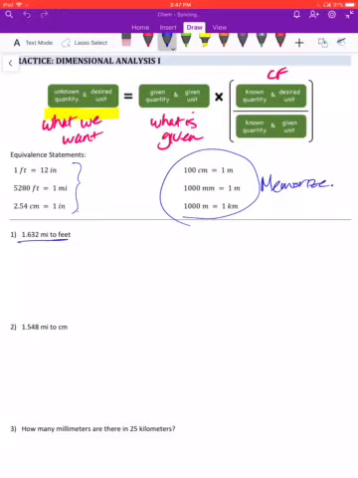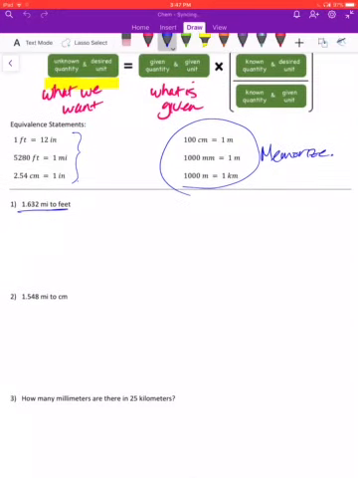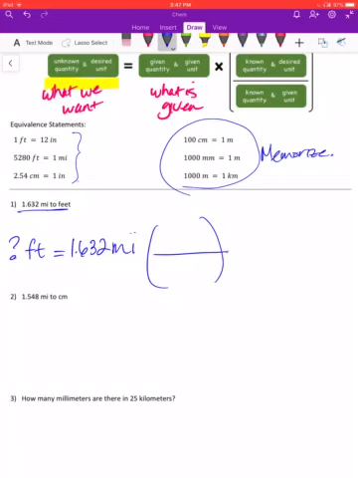So I want to go 1.632 miles and I want to convert that to feet. So we're looking for some quantity of feet, some amount of feet. That's the thing we're trying to find. I'm starting with this 1.632 miles, and then I need a conversion factor. So even if you don't know what to do beyond that, you can always set up this first part because that setup is always the same.